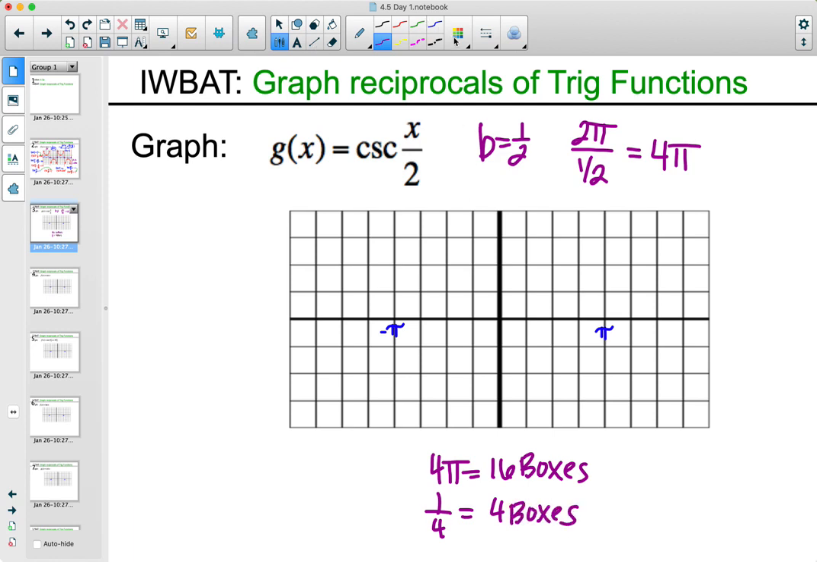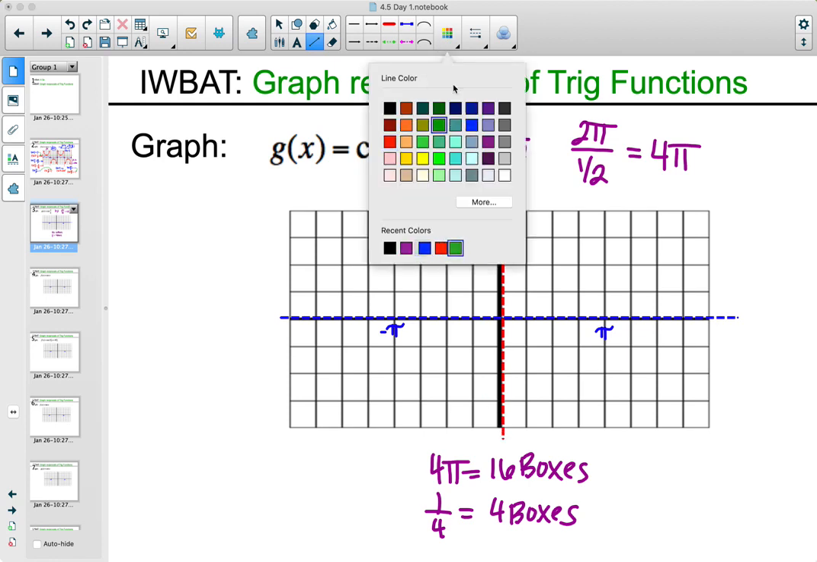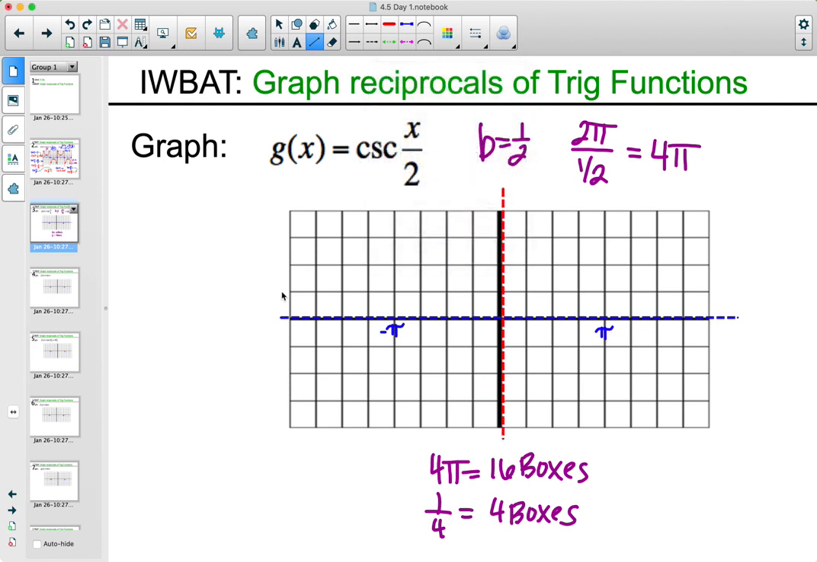So let's get our midline on there. So our midline, we have no shift there. So we have no k value. We have no h value on the inside, added or subtracted. So we're still going to be at the y-axis there. The amplitude is 1. Okay, then deal with the period. So every 4 boxes starting at this phase shift. And then backwards as well.